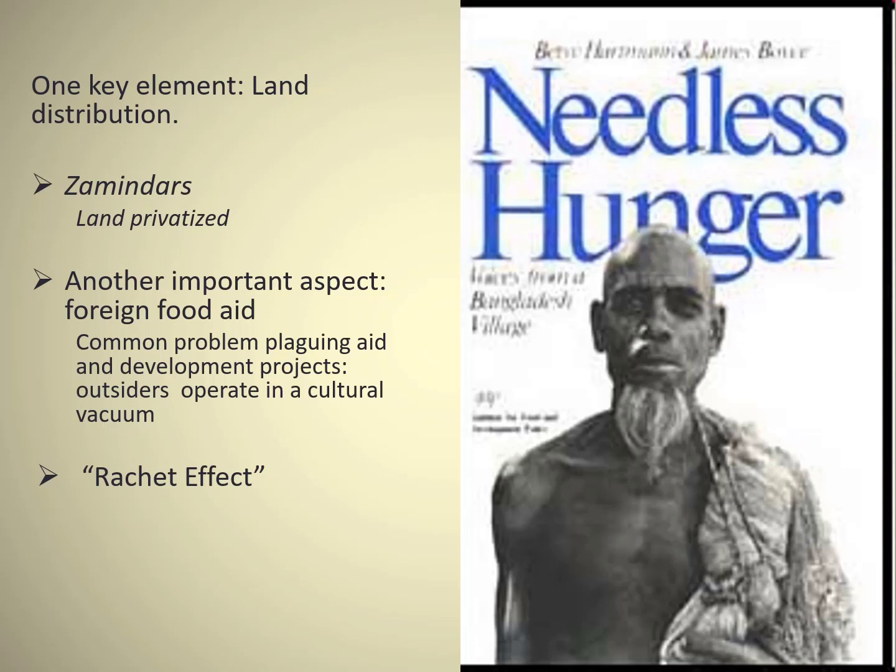And we can see that. So again, Hartmann and Boyce say that to even begin to address this, aid is not going to solve it. Again, it might just make it worse. We need land reform and social reconstruction. We have to change the structure of the system.